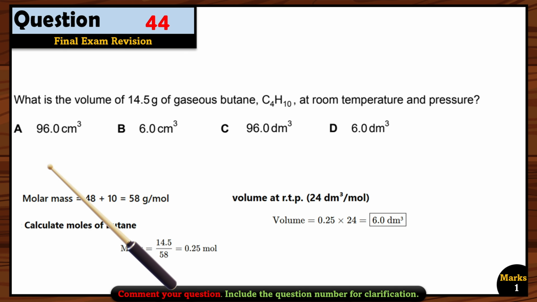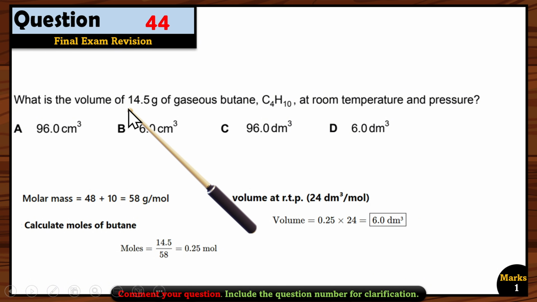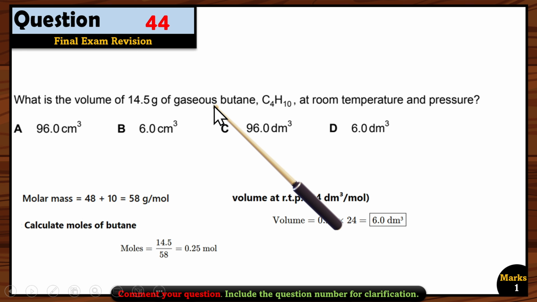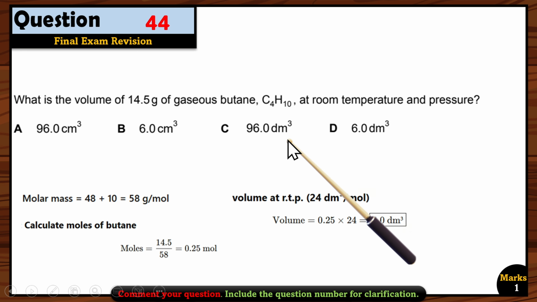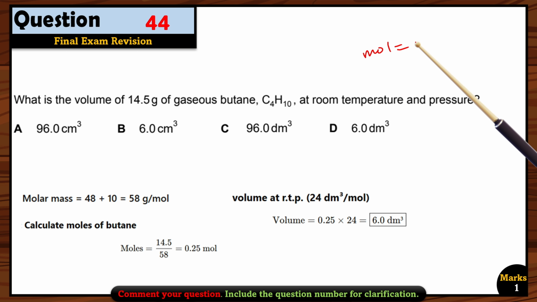Question 44. What is the volume of 14.5 gram of gaseous butane at room temperature and pressure? So here you have to find the volume of the gaseous butane. So what is the formula for the gaseous butane? Again, moles is equal to volume divided by 24 dm cube.